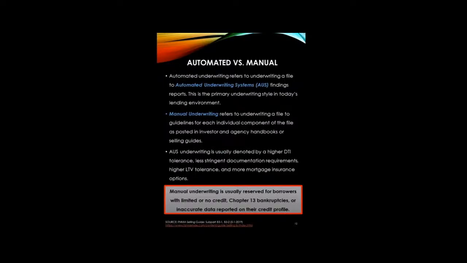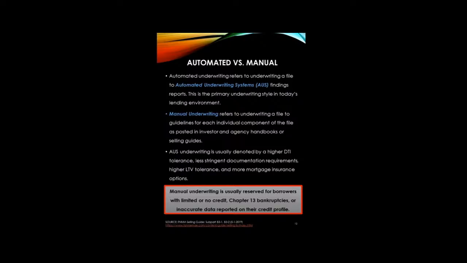Okay, let's go over automated versus manual. Now, what does that mean? Well, I'm talking about automated underwriting versus underwriting a manual system. A manual system is us. We are in a manual system. We're physically reviewing the file and making a decision manually.